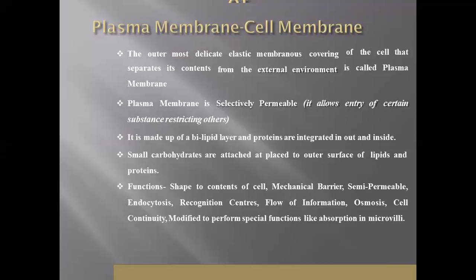It gives a shape. Mechanical barrier. It is semi-permeable. It performs endocytosis. It has the recognition centers. It allows the flow of information, in the sense flow of things that are synthesized inside the cell or that is coming from outer environment. It performs osmosis, cell continuity. It balances and maintains the cell continuity. Modified to perform special function like absorption in microvilli. What are the microvilli? Microvilli are present in the small intestine of humans that allow the absorption of food.